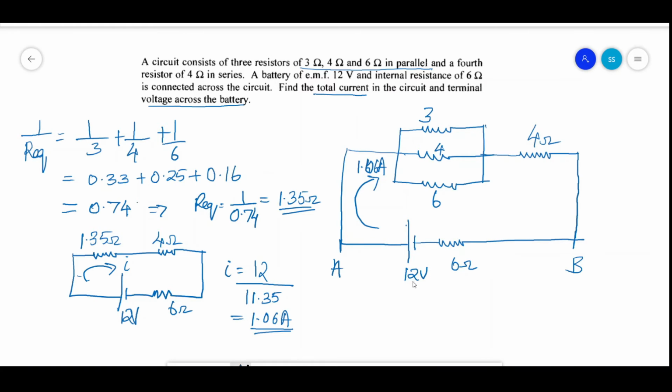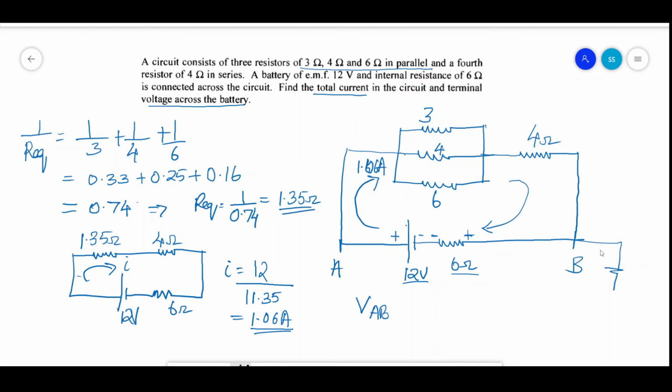Now we need to find the terminal voltage across the battery. The battery is of course 12 volt in series with its internal resistance 6 ohm. So we need to find the drop across A and B. We can assume that B is grounded, and we can mark the polarity of the battery. Since current is coming in the clockwise direction, the 6 ohm will be having a potential difference of positive in the right side, negative on the left side.